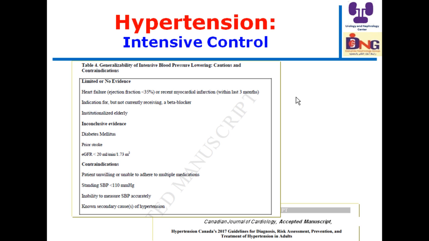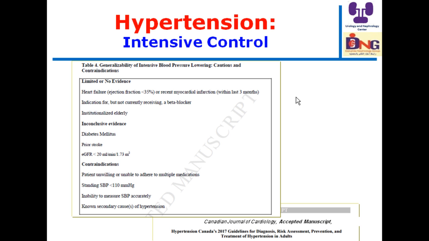Limited or no evidence for heart failure with low ejection fraction less than 35%, or recent myocardial infarction within the last 3 months. Indications for, but not currently receiving, a beta blocker. And institutionalized elderly, which I'll mention in a minute. Inconclusive evidence for diabetics with prior stroke. Estimated GFR less than 20, contraindicated. This is a very important point to be known.